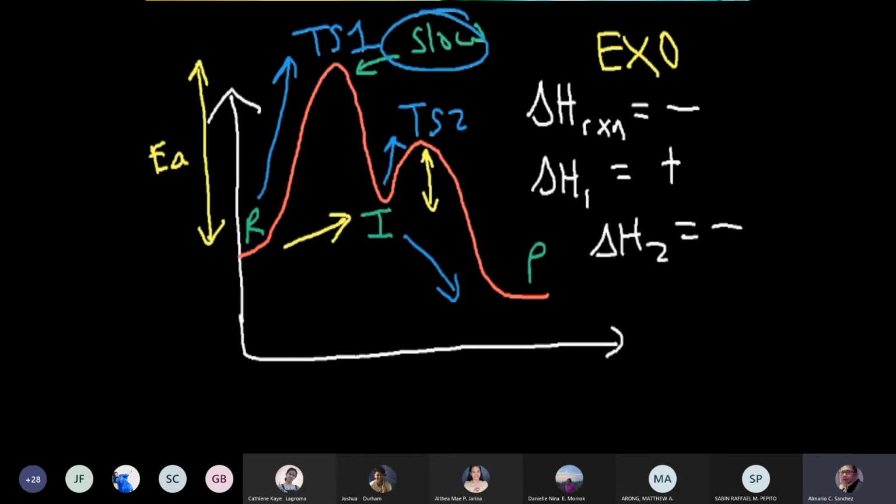It's going to take a longer time to get through TS1. TS2 is easy to pass through because it's not so high in energy. So the transition state that has the highest energy, it's going to be associated with the slow step. And so that's what you want to know for these types of diagrams.